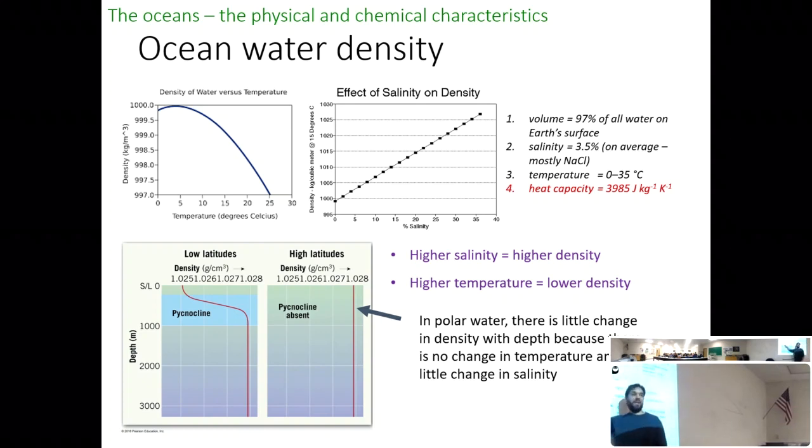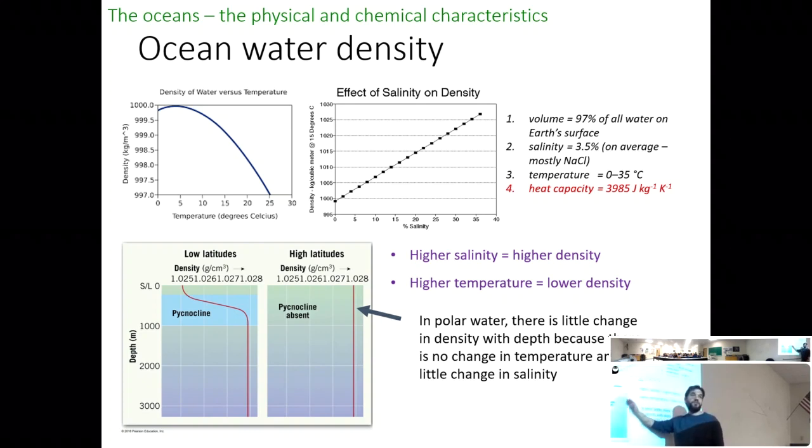In relatively low latitudes, so the tropics and the equator, density goes up with depth, and then it hits a certain point, about 1,000 meters depth, and then there's no change. You see how there's no change from 1,000 meters down to 4,000 meters. But there's a dramatic change going from the surface to about maybe 1,000 meters depth. There's a pretty strong change. That's called the pycnocline, change in density with depth.